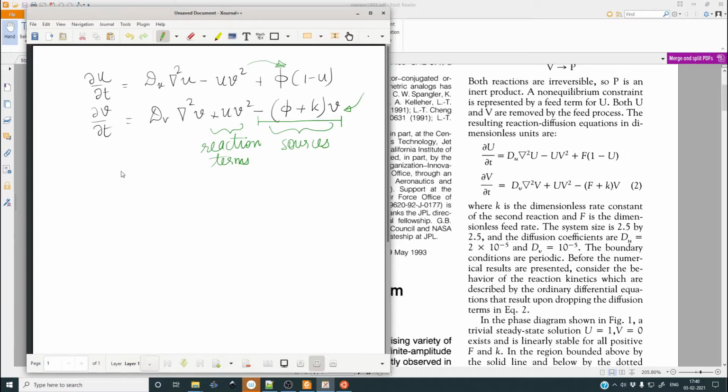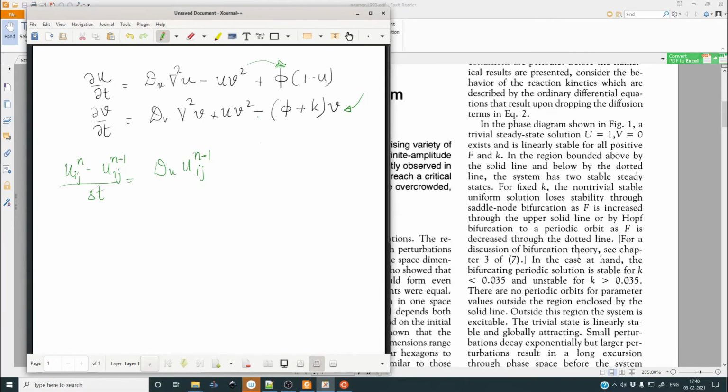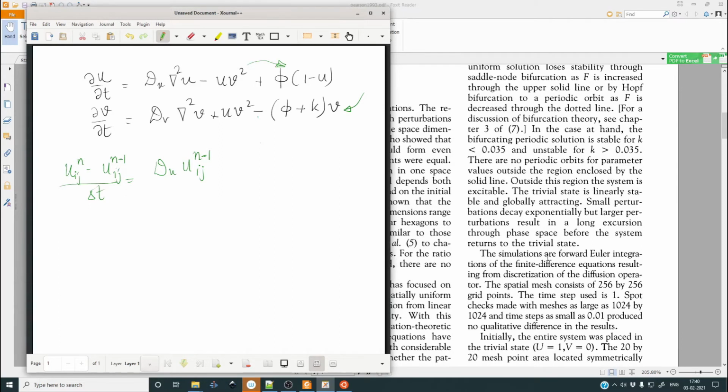So how can we solve such a system? Well, as has been told in the article itself, you can simply perform a discretization. So you have (u_ij^(n+1) - u_ij^(n-1)) / delta t is the diffusion operator on u_ij at time n minus 1. So this is an explicit method, but that is exactly what they did. They did the forward finite integration.